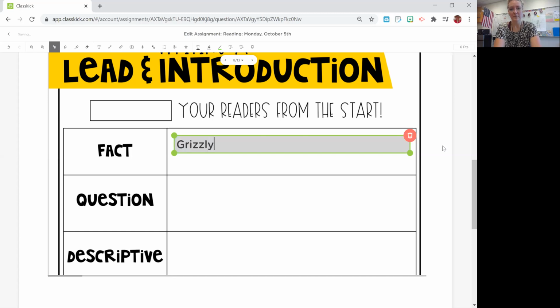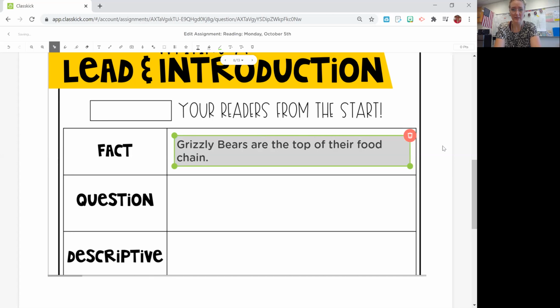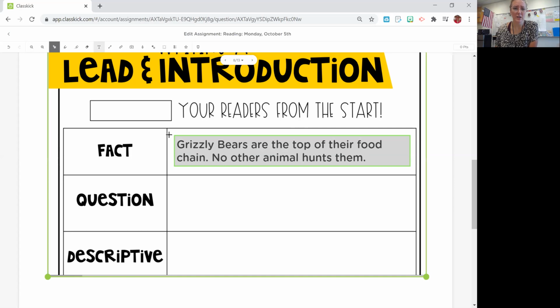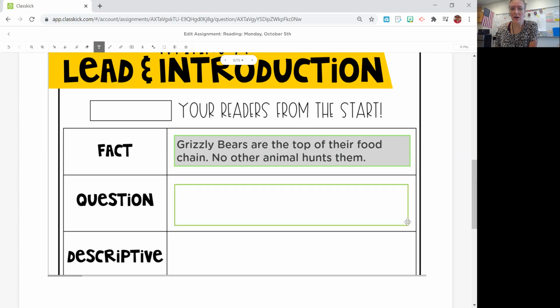Grizzly bears are the top of their food chain. And I'm going to explain what that means. No other animal hunts them. Just in case the reader doesn't know what a food chain is or what top of the food chain means. Then I'm going to ask my reader a question about my topic.